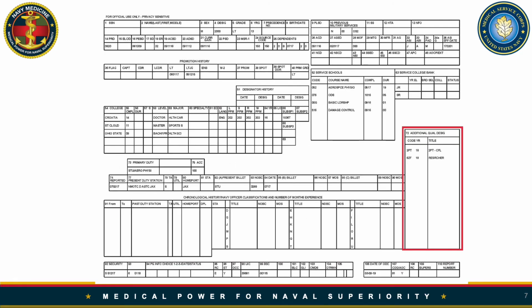Here we have a PDF generated from your officer data card. You'll see the box Additional Qualifications in the lower right-hand corner. Unlike the PSR, your AQD box is just for AQDs, and all of them will contain the 3-character code as well as the year that you've earned them in addition to the title.